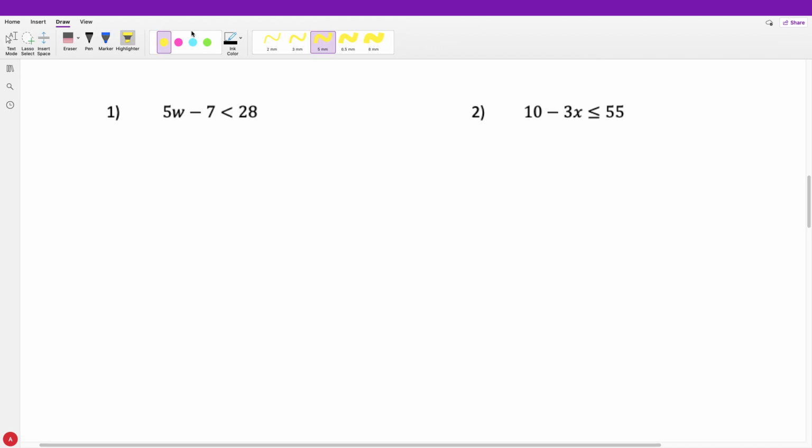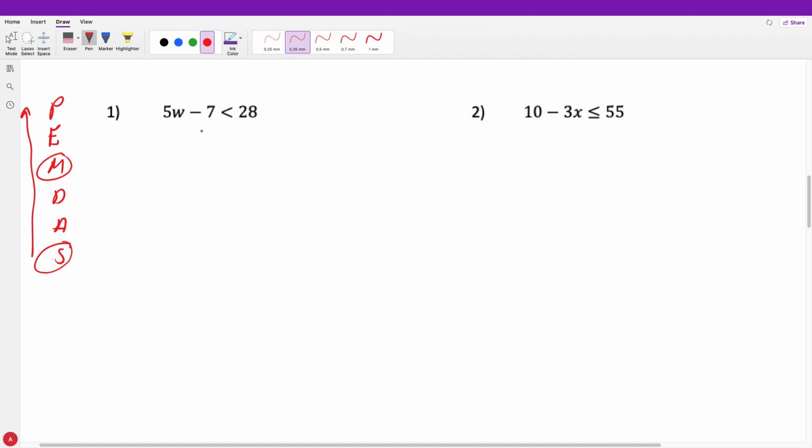All right, so for this first one, remember, just like you would when you are solving an equation, we need to undo what's being done to our variable. So we do our PEMDAS in reverse. So that means I look and see, well, I'm getting subtraction being done to it and multiplication. So I need to get rid of my subtraction first, and I can do that by adding 7 to both sides. So now I have 5w is less than 35. And then to isolate that w, I'll divide each side by 5 to get rid of my multiplication. And now w is less than 7.